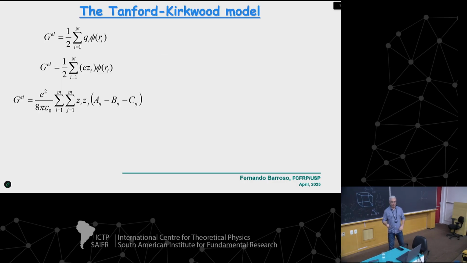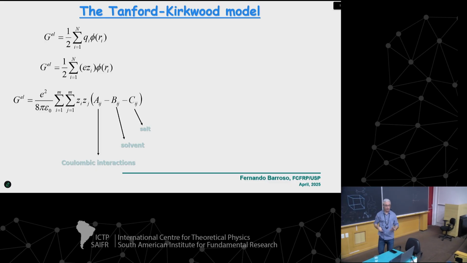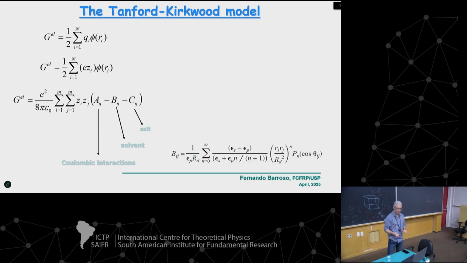Okay? So just to get a feeling for the model, the idea here is to write the free energy. Then you can split the electrostatic part into three contributions: one related to the Coulomb interactions, another related to the solvent contributions, and a third one that comes from the solute. So this is the simple way. Of course, I'm oversimplifying things here just to give you a feeling, but at least you can get the main ideas of the model.